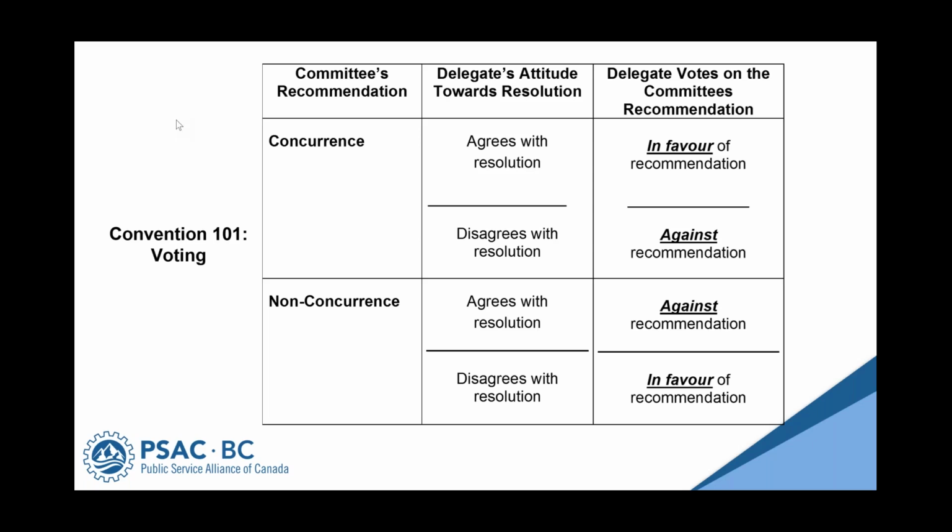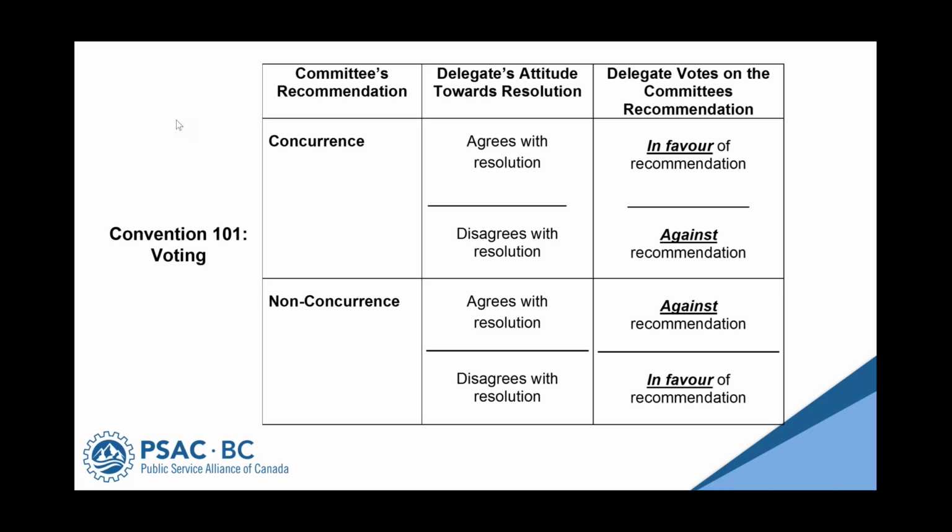So if they recommend non-concurrence and you agree with the resolution and think it should be passed, you would then vote against that recommendation of non-concurrence. However, if they make a recommendation of non-concurrence and you, like them, disagree with the resolution, you would vote in favor because you're in favor of that recommendation of non-concurrence. So that's in essence how the voting happens.